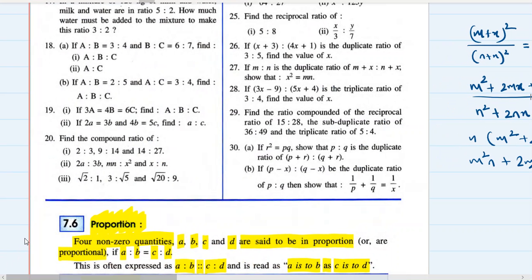And question 29 as well, from the same exercise, 7A. Find the ratio compound of reciprocal ratio of 15 is to 28, the subduplicate ratio of 36 is to 49, and the triplicate ratio of 5 is to 4. Okay.